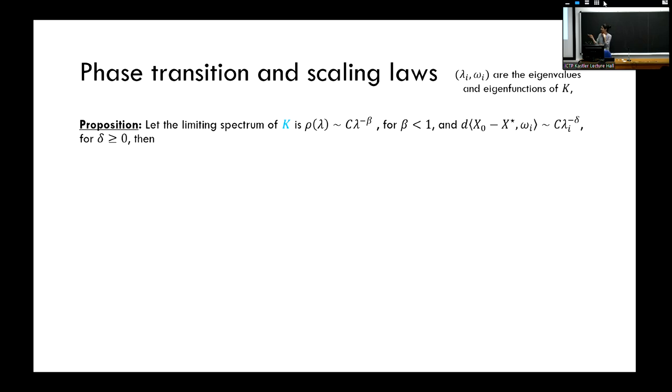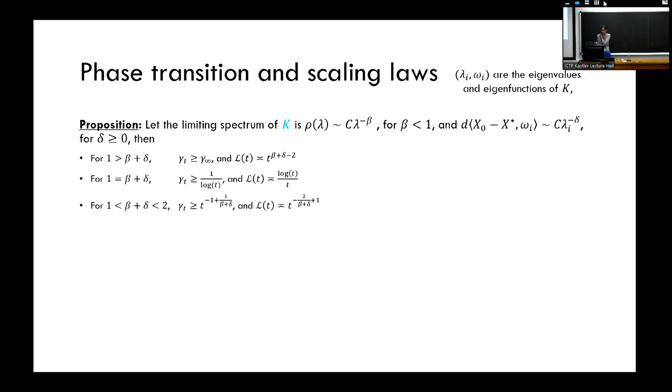And this type of assumption is kind of widely used. And what we find is that depending on beta and delta, you find different behavior. So if beta and delta are very small, so you have small anisotropy, and the eigenvalues are not so localized, then the learning rate converges to a constant. But then the risk again has this power law behavior.